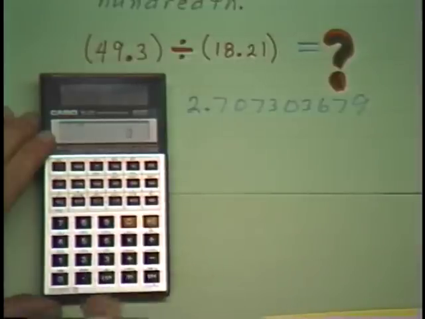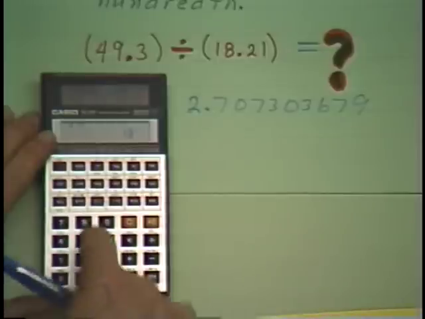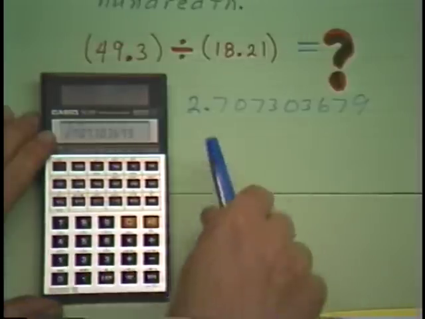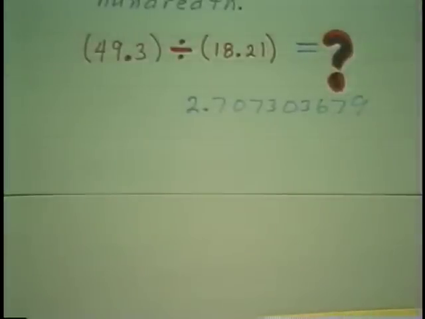Then repeat it very quickly. 49.3 divided by 18.21 equals, check yourself, always double check on calculators. It's easier to make a mistake on calculators than by hand, believe it or not.